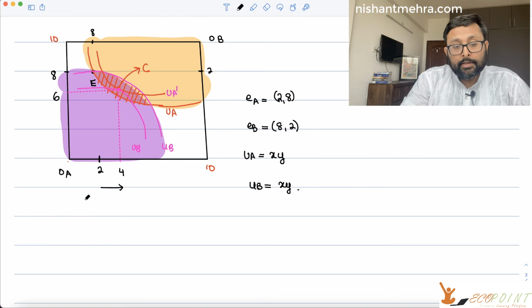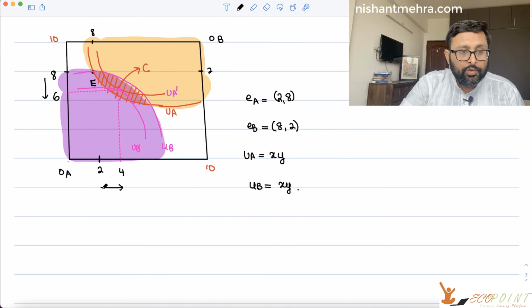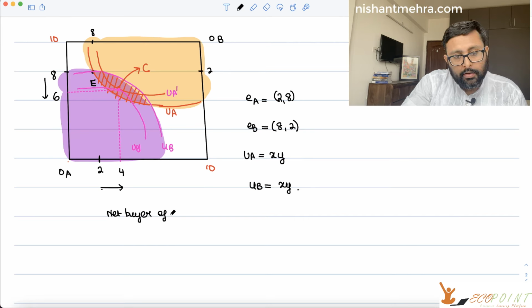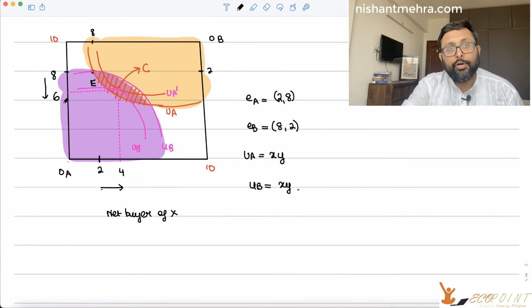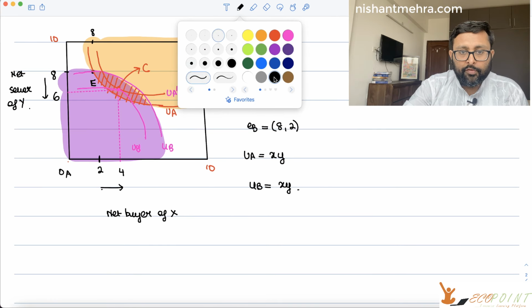I want more X, and I want less Y. I'm ultimately consuming it, let's say, at point C. So I am buying more X. So I am a net buyer of X. And I don't want 8 units of Y, I just want 6 units of Y. So I have given up 2 units of Y to get 2 more units of X. So I am a net seller of Y, right?